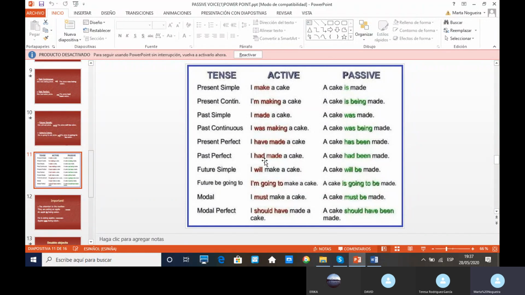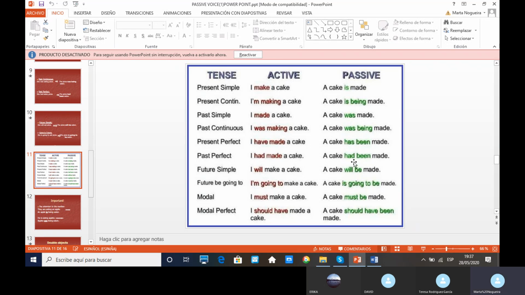Vamos a ver otro, el past perfect de aquí. Pues otro. Step one. The object is the subject. At the beginning. Had made is past perfect. So I have to put to be in the past perfect. Had been y luego made. Es decir, I had made a cake. Yo había hecho una tarta. Una tarta había sido hecha. ¿Ok?